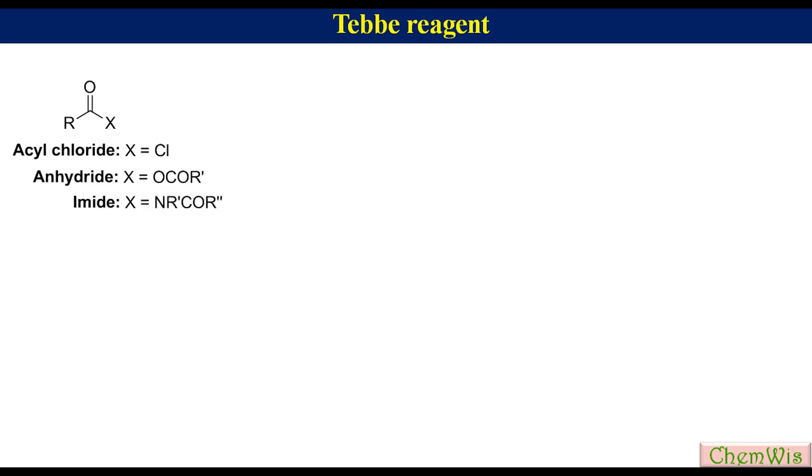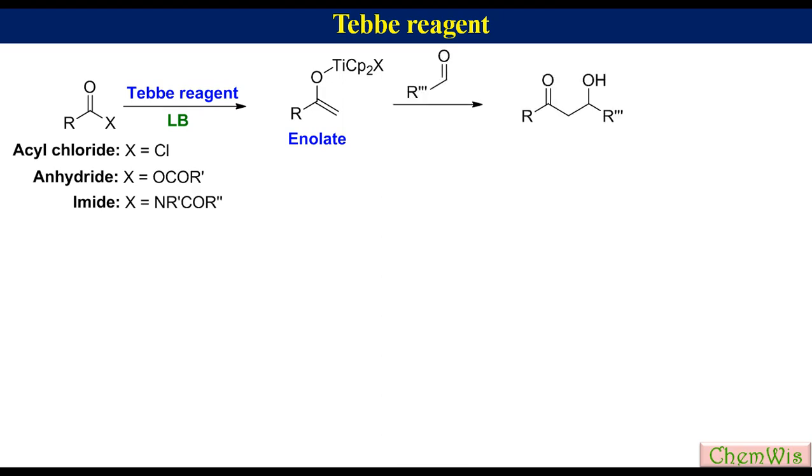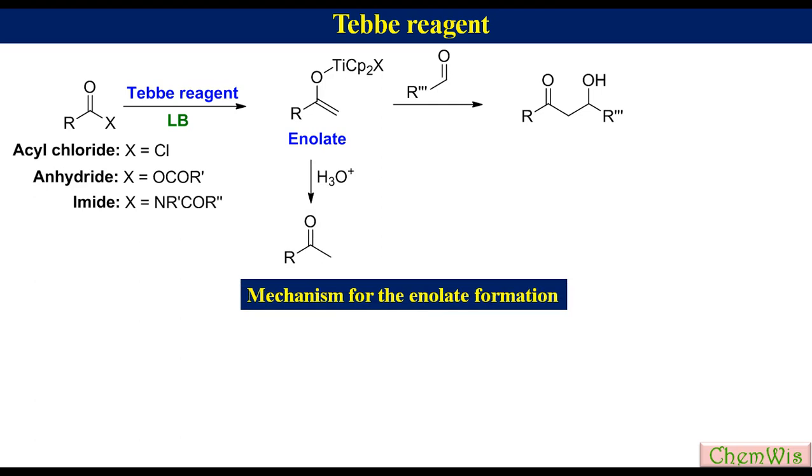Carbonyl compounds in which X is a beta leaving group, like acyl chloride, anhydride or imide, react with Tebbe reagent in the presence of Lewis base to generate enolate, unlike aldehydes, ketones, esters and amides where the methylated product is formed. This enolate can directly be used for the reaction with aldehyde to produce aldol product, or it can be hydrolyzed to produce methyl ketone product. Now, let's go through the mechanism for the enolate formation.